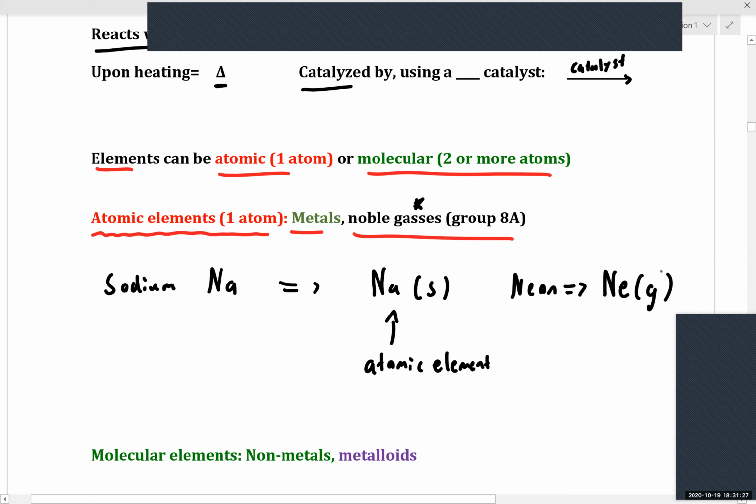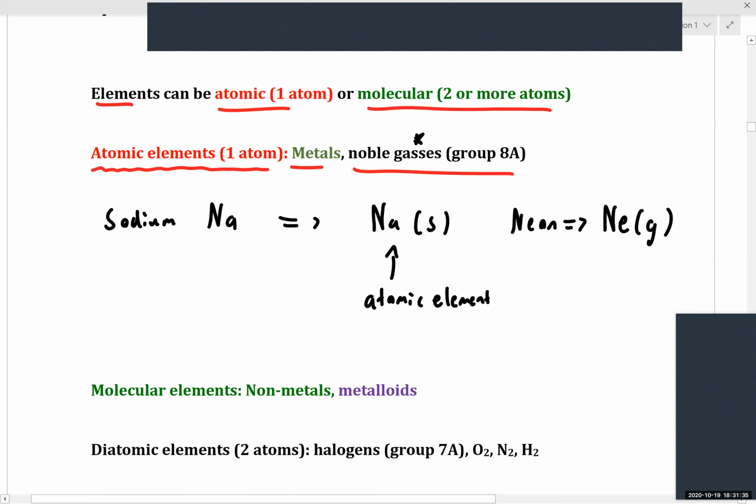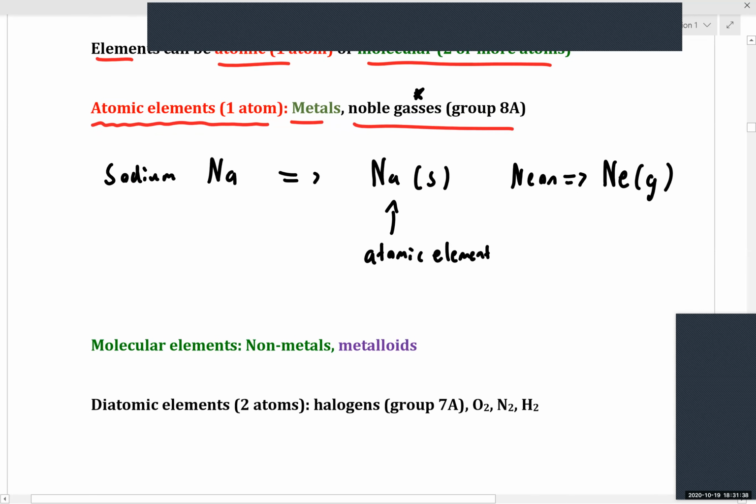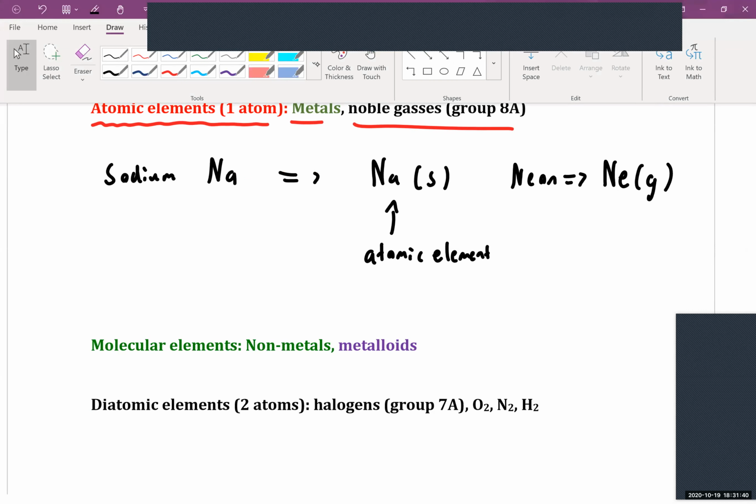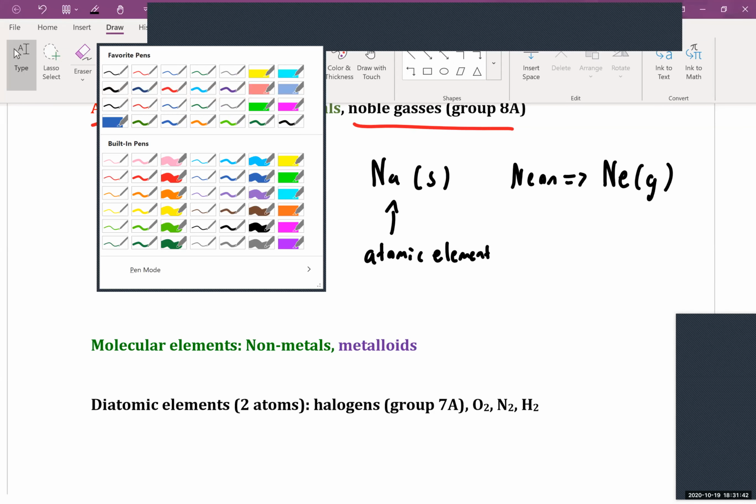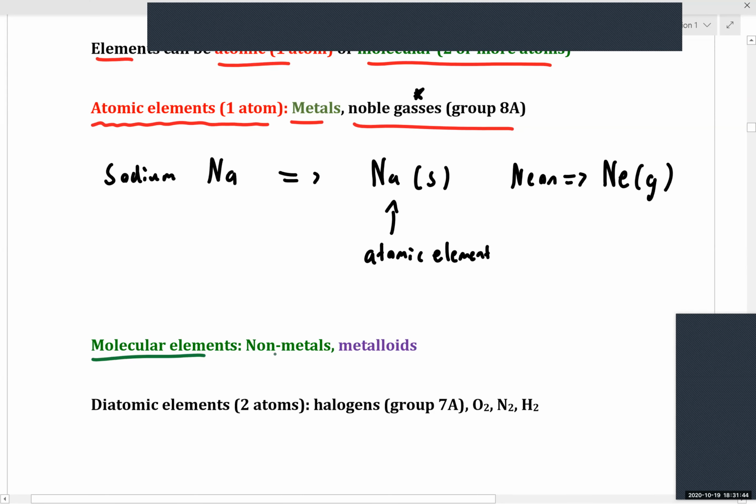Does that process make sense? Does this look familiar to everyone? Our atomic elements, does that look familiar? Yes. Perfect. Now our molecular elements contain two or more atoms, and these are primarily going to be our nonmetals or our metalloids.